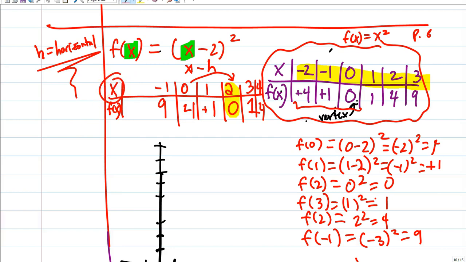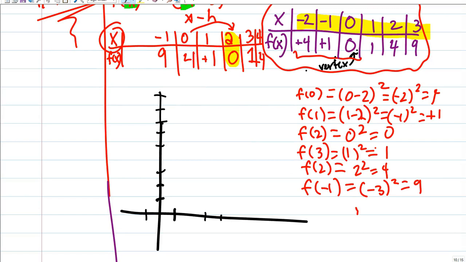Another way of thinking about this is basically what gave us a 0 here? Well, 0 squared gave us 0, right? Here, what makes a 0? What minus 2 makes 0? I have to put in a positive 2. That's why the horizontal is opposite this time, because we're looking at basically what makes that a 0, and it changes, okay? So when I look at this, what does this end up looking like?